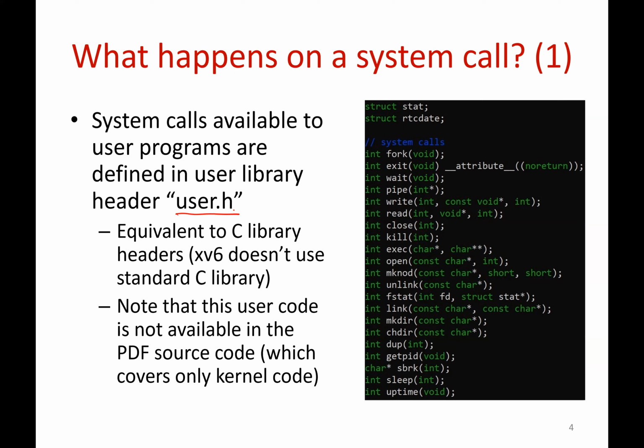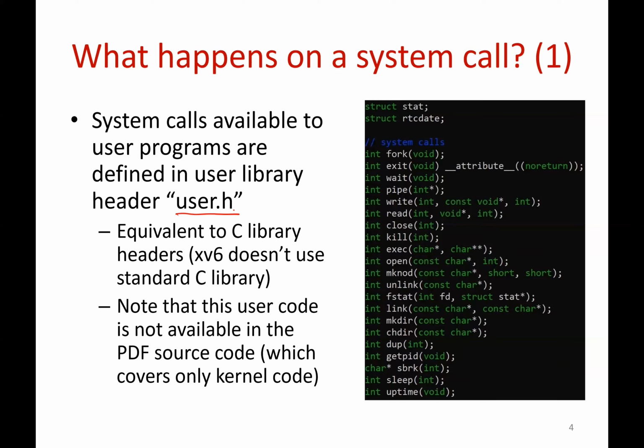And this code can be seen on GitHub. It is not available in the PDF source code booklet that's put up on the web page because this is actually part of the user space code. It is not the kernel code. So if you write a user space test program in xv6, you will have to include this header that has all the system calls available to you.